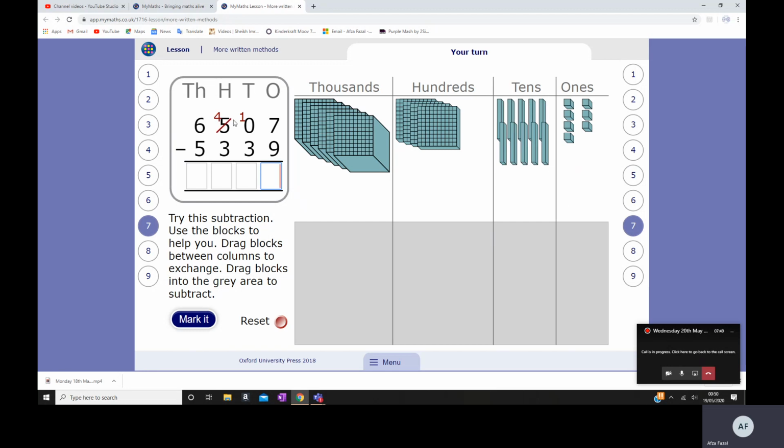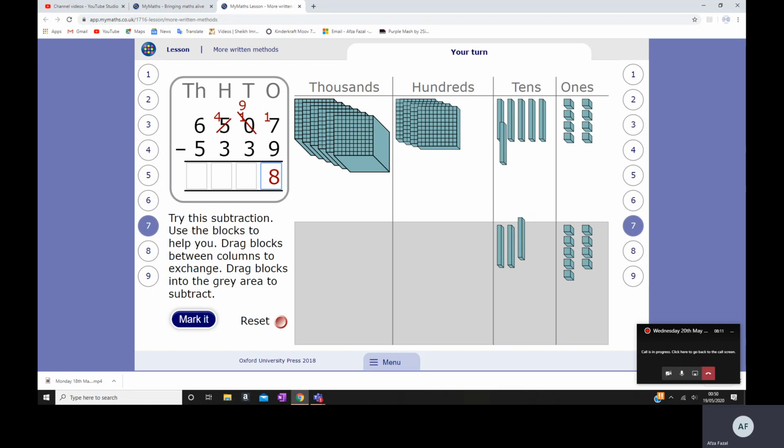So as you can see, the 5 becomes a 4, carry the 1. That 10, I'm going to take 1 there. So that 10 becomes a 9 and I've carried 1 over. That's 17. 17 take away 9. 4, 5, 6, 7, 8, 9. I'm left with 8.